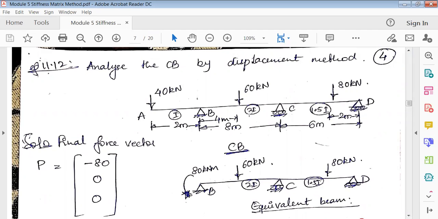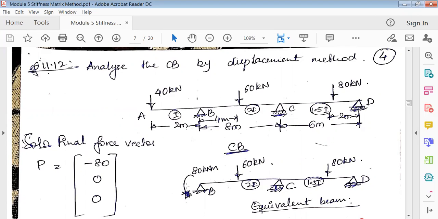All right. So this is the given problem wherein AB is an overhang, then BC and CD are simply supported. Then it is having point loads throughout. So it is 40, 60 and 80. Now you can see here AB is the overhang. So whenever there is an overhang, you have to convert that beam into an equivalent beam. Convert the overhang into an equivalent beam.